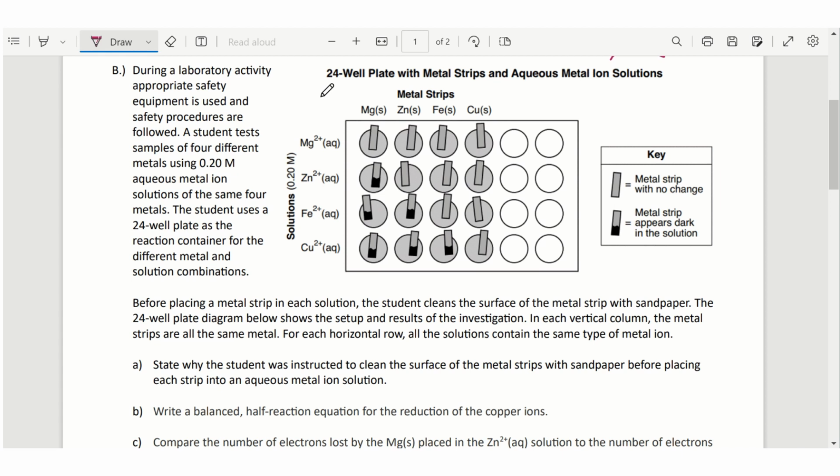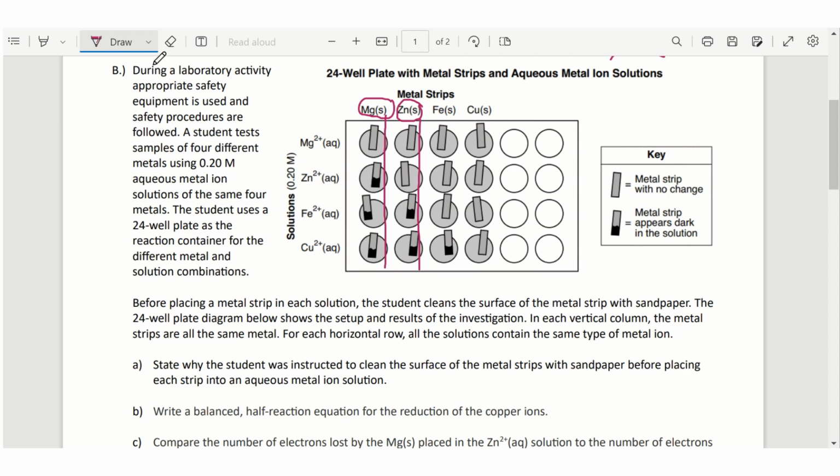The 24-well plate diagram shows the setup and results of the investigation. In each vertical column, the metal strips are all the same metal. For each horizontal row, all the solutions contain the same type of metal ion. So let's look at the diagram and make sure we understand what that means. So that means here's the metal strip. So magnesium is the metal strip for all of these. Zinc is the metal strip for all of these.